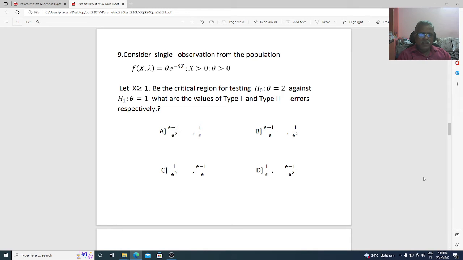Option A, (e minus 1) divided by e square and 1 upon e. Option B, (e minus 1) upon e, 1 divided by e square. Option C, 1 by e square, (e minus 1) divided by e. And option D, 1 by e and (e minus 1) divided by e square. The correct option is option C, 1 divided by e square and (e minus 1) divided by e.